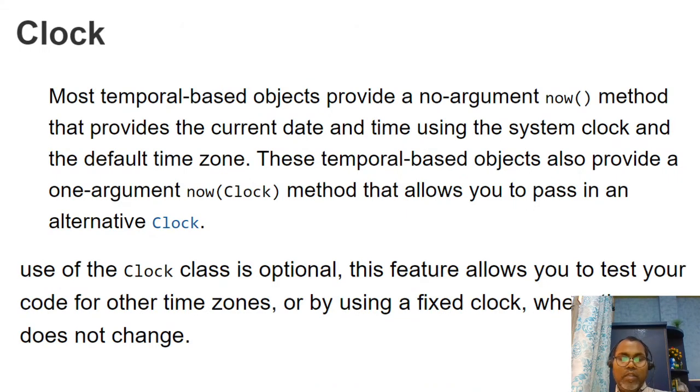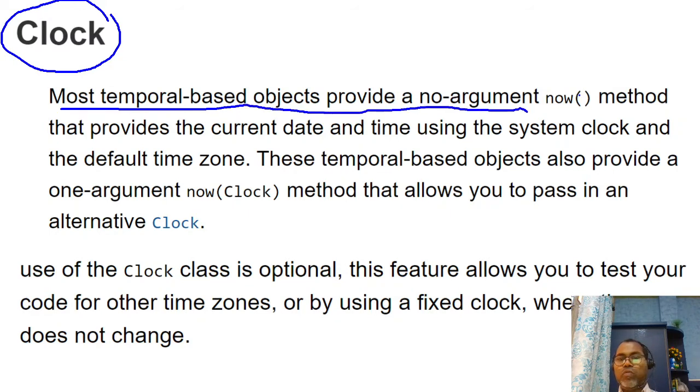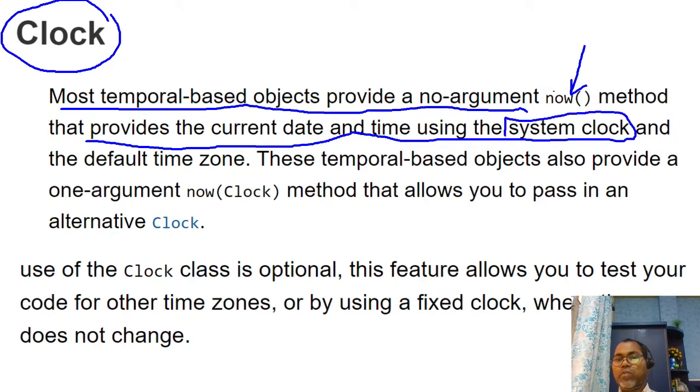And lastly, we'll discuss all the Java date time classes which we discussed. Most temporal-based objects provide a no-argument form like the now method, and it provides the current date and time using your system clock. By default, when we say LocalDate.now, it uses your system date and time with the default time zone.